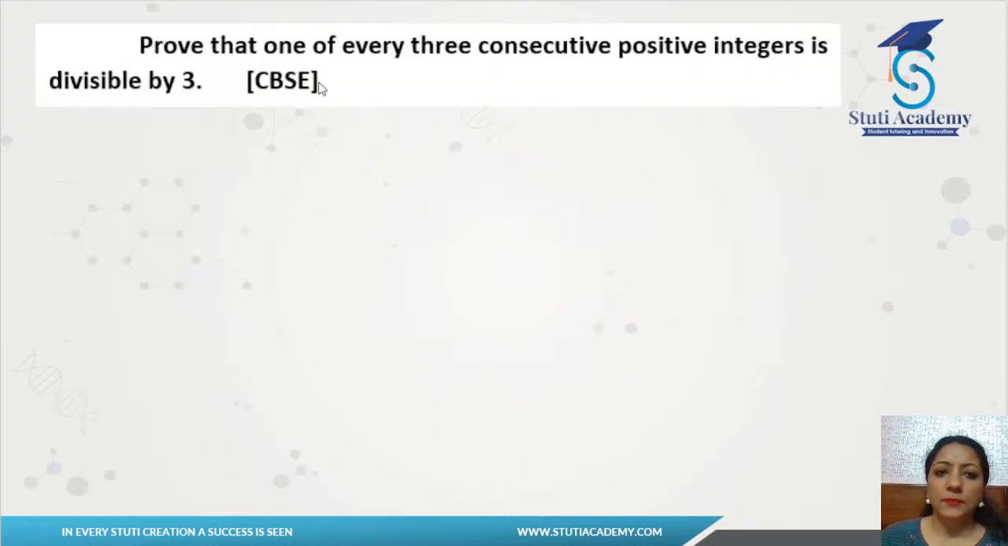Let us proceed. Prove that one of 3 consecutive positive integers is divisible by 3. So we are going to first write 3 consecutive positive integers. Let us denote the consecutive positive integers as n, n plus 1 and n plus 2. Now we know that every third positive integer is divisible by 3.